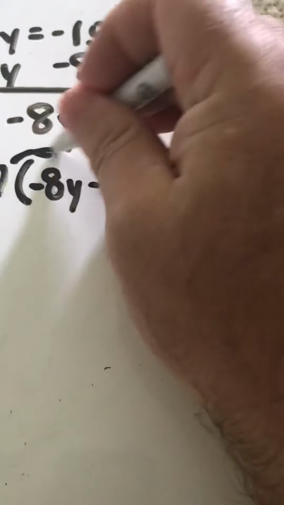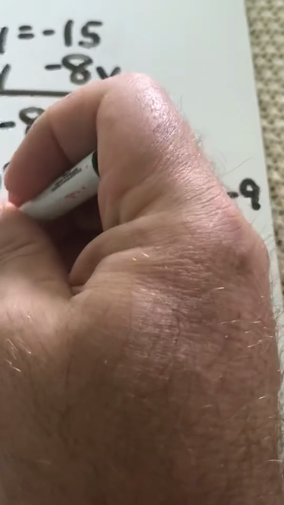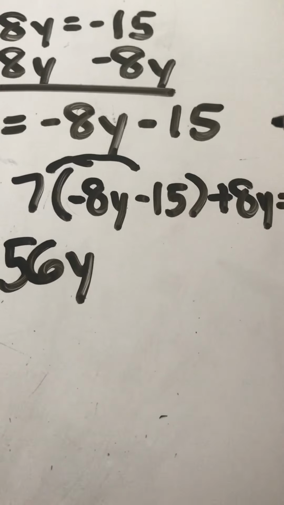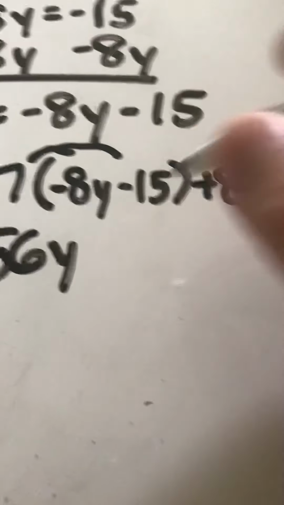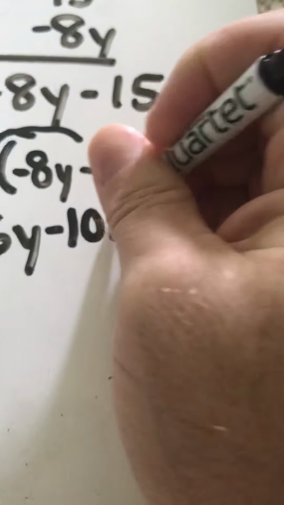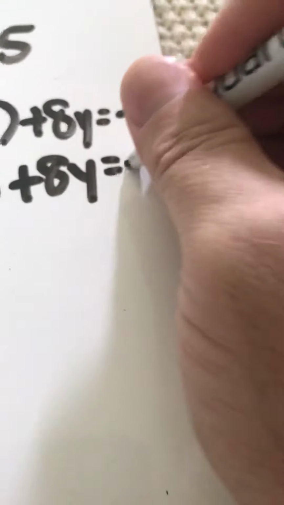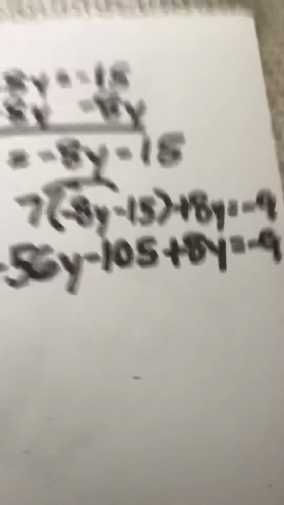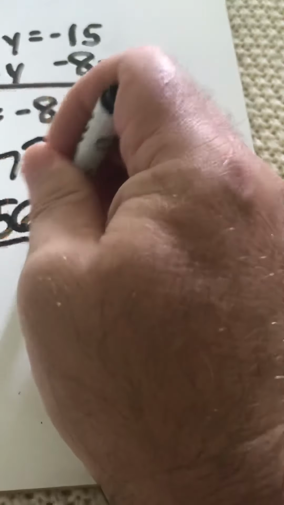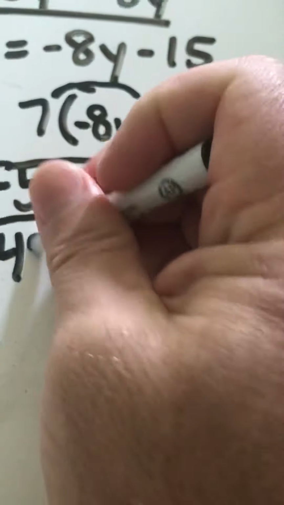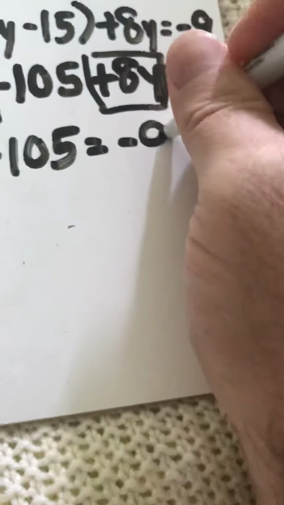So distributive property, 7 times negative 8y is negative 56y. 7 times negative 15 is negative 105 plus 8y equals negative 9. Okay, and then from there, see how this is not the best method for this, but I'm just going to show you. You would just combine your y, so negative 56 plus 8, negative 48y minus 105 equals negative 9.